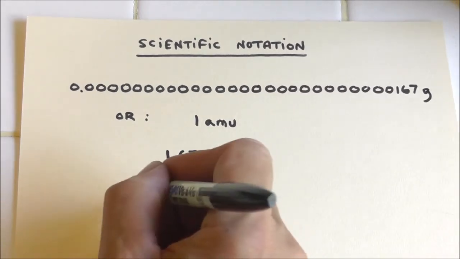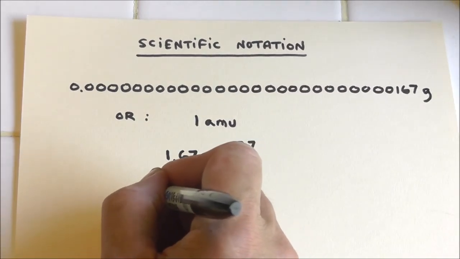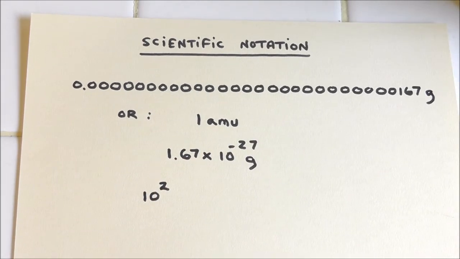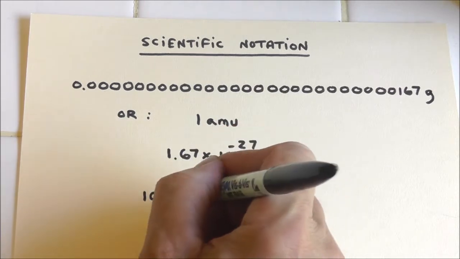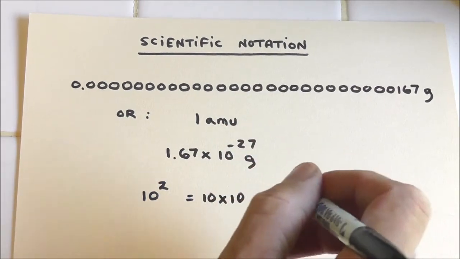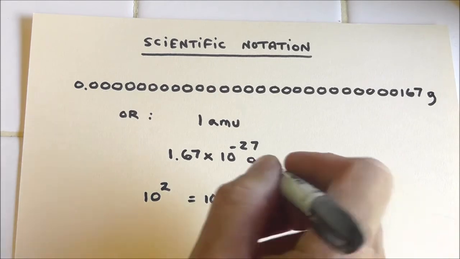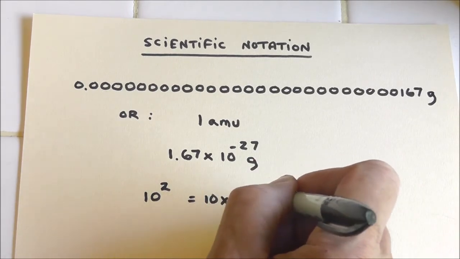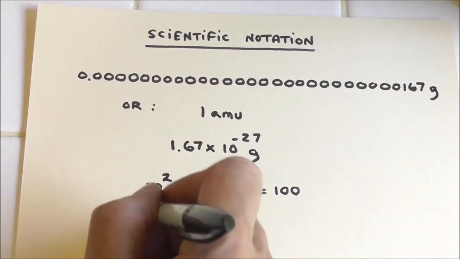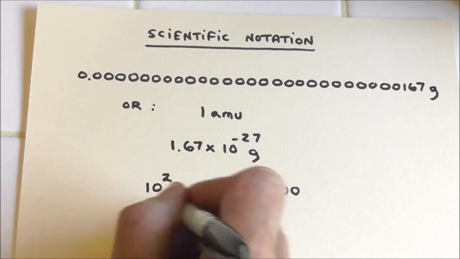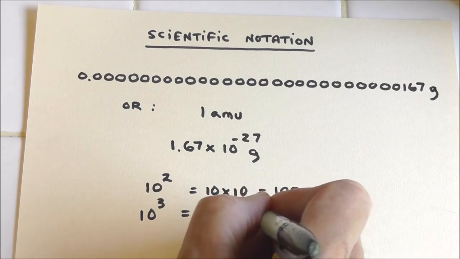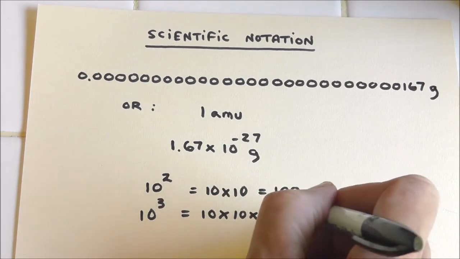So let's talk about what 10 to the 2 is. So that power in superscript, that just means 10 times 10. That's why it's 2. You've multiplied 10 times itself, and you'd see that that is 100. And if you had 10 to the 3, that would be 10 times 10 times 10, and that would be 1,000.